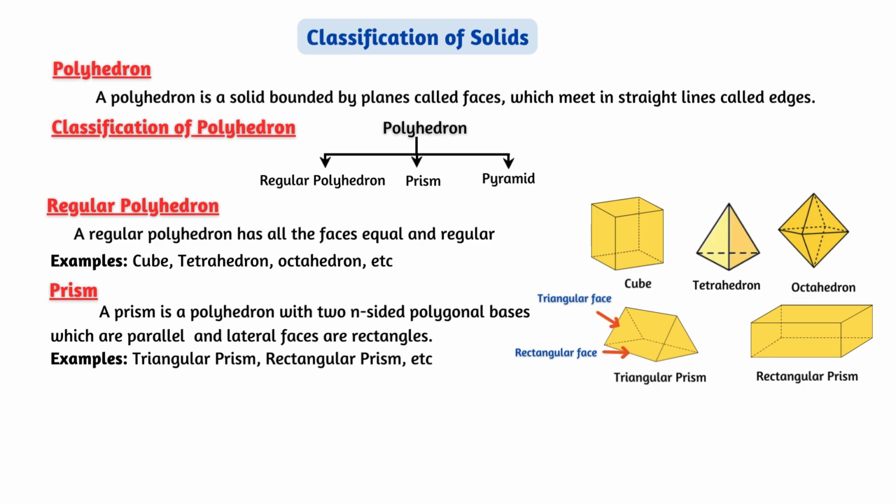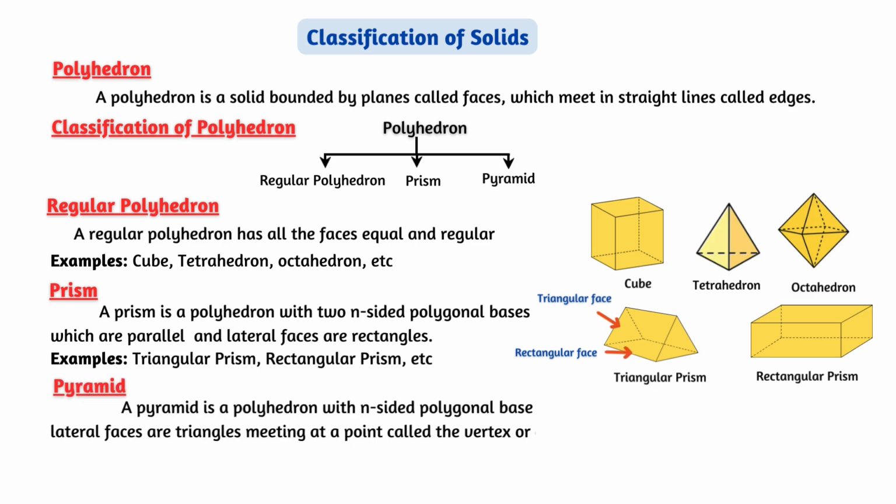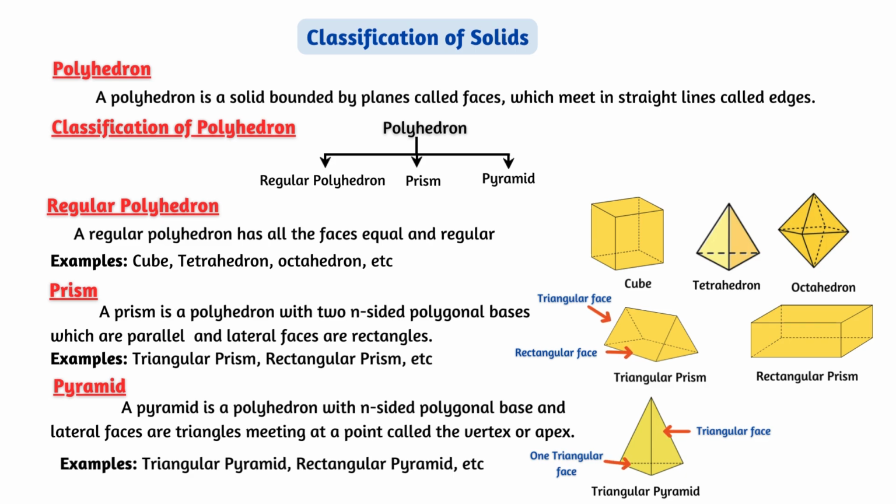Now we will see about the pyramid. A pyramid is a polyhedron with an n-sided polygonal base and lateral faces are triangles meeting at a point called the vertex or apex. Here we will have only one polygonal base. This base will be connected by triangular lateral surfaces meeting at the apex. Common examples for pyramid are triangular pyramid, rectangular pyramid and square pyramid and so on. For a pyramid, the lateral surfaces will be triangles. It is very important for drawing the projection of solids.